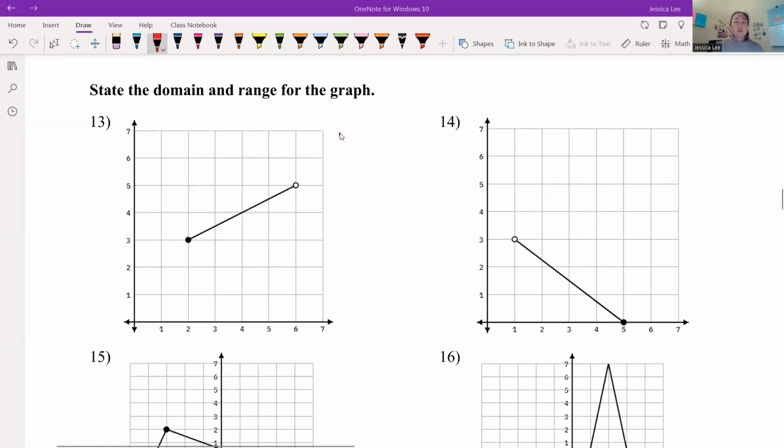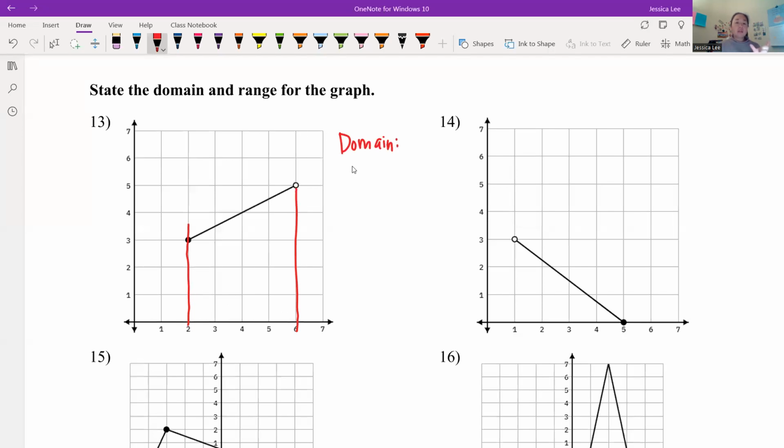Domain and range, the domain. So I'm going to just write domain here. Domain is talking about the x values. So we're going to see how far left and how far right it goes, right? So this way. So it goes all the way to 2 and all the way to 6. So from 2 to 6, that's where all the x values are, right?